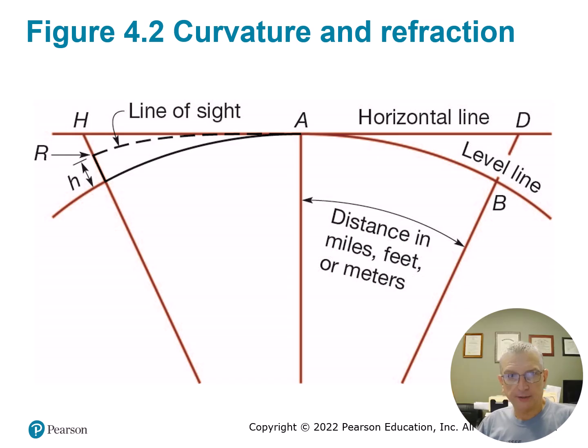Now, when we get back to curvature and refraction, this is a better diagram, in my opinion, than the one that the book focuses on. Here we're at point A, and our horizontal line of sight departs from the level line, which is basically the surface of the Earth, and that increases as we get further from A. So we talked about the curvature of the Earth, and even though this slide says curvature and refraction, this is the refraction component.